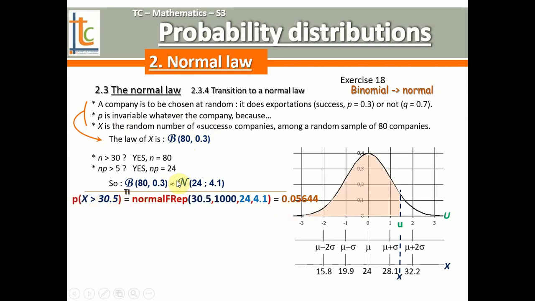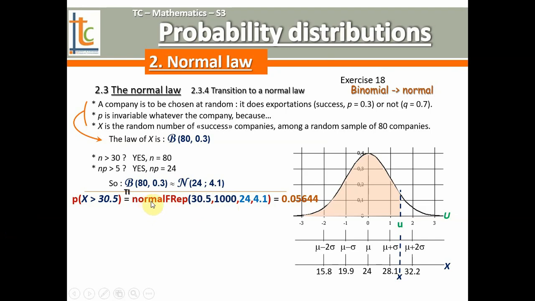More than 30 successes means at least 31 successes. So, as I told you earlier, if you want to use the normal distribution, you have to begin at 30.5. More than 30 means you can't consider the interval around 30, that goes from 29.5 to 30.5. So more than 30 is 30.5 to infinity for the normal distribution.